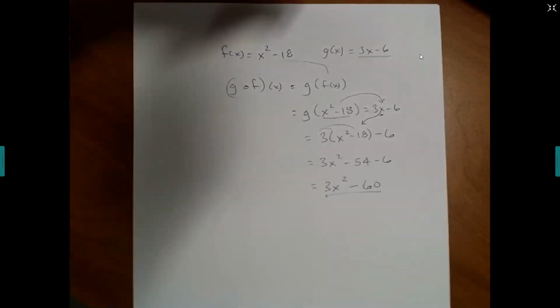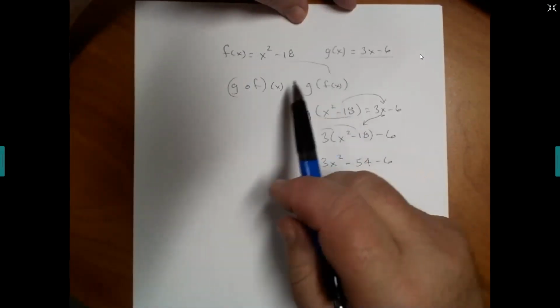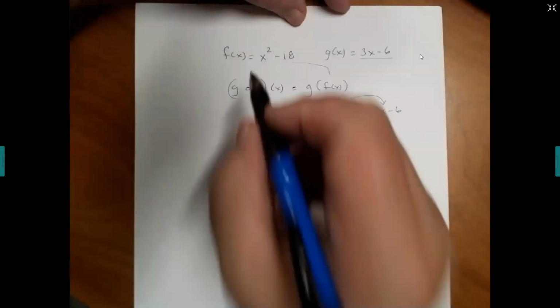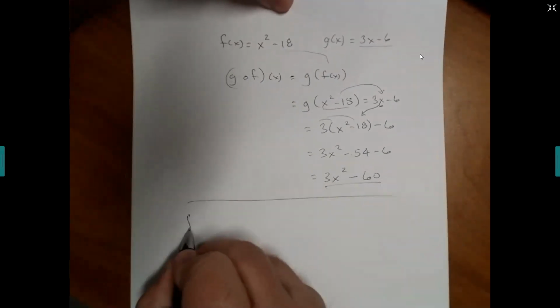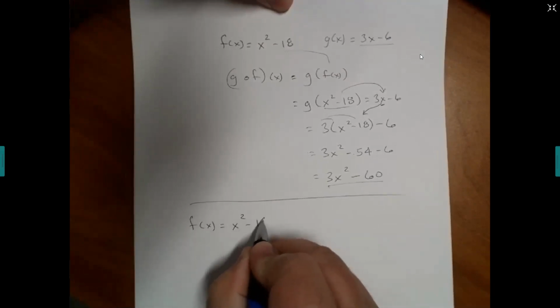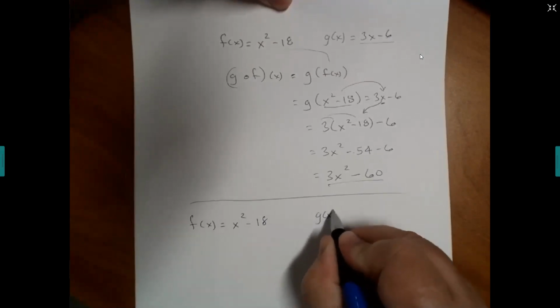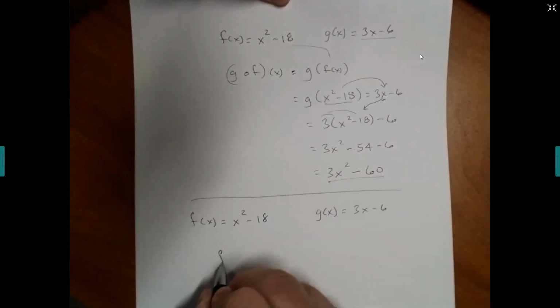Yeah, so you have to be very careful when you do this. So g of f of x, f goes inside the g. So basically, here's another way of looking at it, which should make it a lot easier actually. F of x is x squared minus 18. G of x is 3x minus 6.